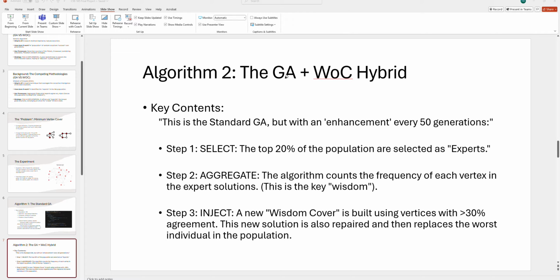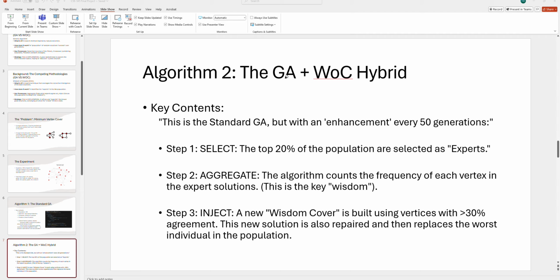This can be broken down into three parts. First, it selects the experts. It sorts the entire population by fitness and takes the top 20%. These are the best solutions found by far in the standard genetic algorithm.